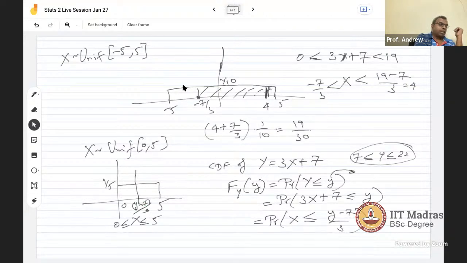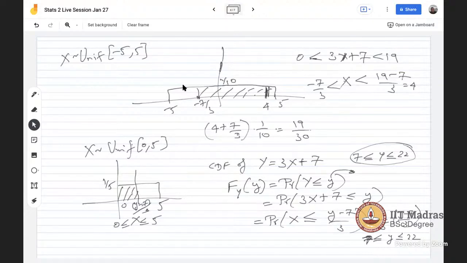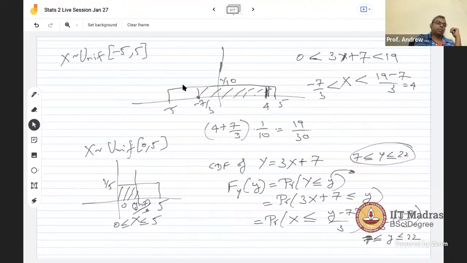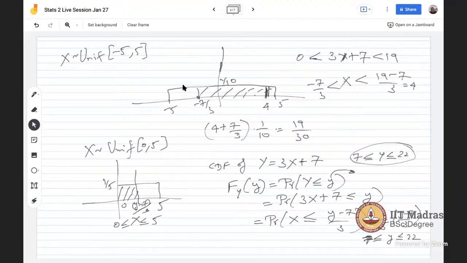So what will be the area under this, to the left of this? It's 1 by 5 times this, right? So it's 1 by 5 times (y minus 7) by 3, for y in the range 7 less than or equal to y less than or equal to 22. Okay, what will it be for y less than 7? The CDF will be zero. For y greater than 22, the CDF will be one. So that's how the CDF will look.